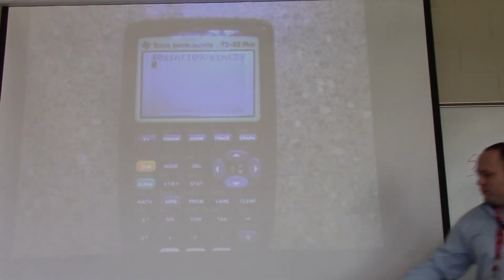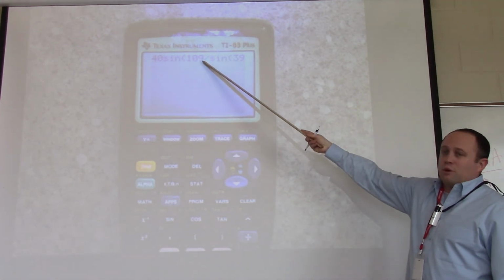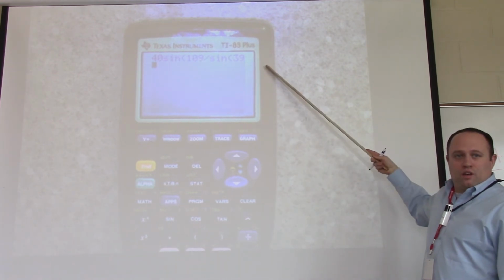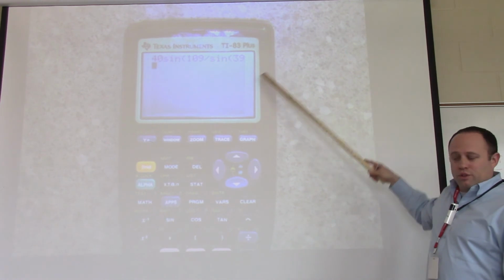Right here. This is probably what all of you got. If you got it wrong, I bet this is what you did. You got to close that parentheses around 109, because otherwise it's going to divide 109 by the whole thing. I need to close that parentheses around the 109 and then divide it by the whole thing after that.